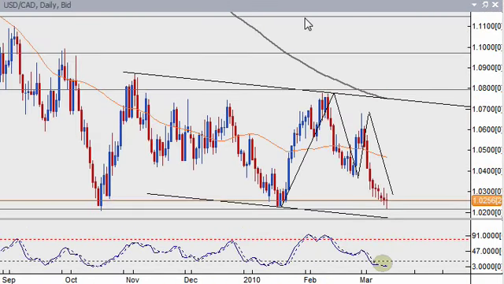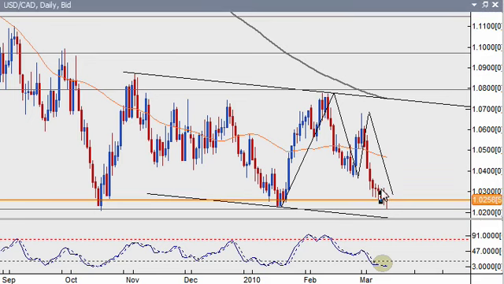Here's the dollar-Canadian dollar pair as the market continues to hover above the previous low up at 1.02. Since last week the market has been very quiet but slowly inching down towards that bottom, and we see the momentum is oversold but has not crossed or rolled over yet.